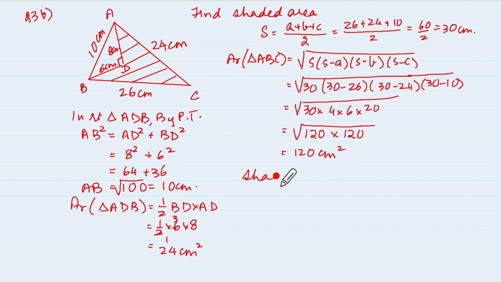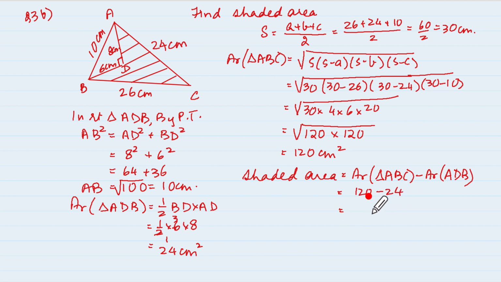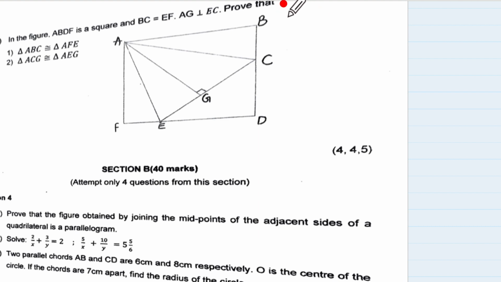So what will be our shaded area? As I told you, shaded area is going to be area of the big triangle, that is ABC, minus area of the small triangle, which is ADB, which is 120 minus 24. Now 20 gone 100, so 4 more gone is 96 centimeters square. And that finishes our question 3B. Now let us look at question 3C. This was also for 4 marks. So now we come to the question 3C part.